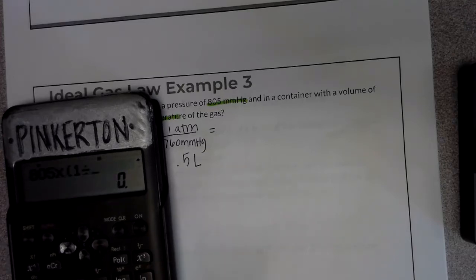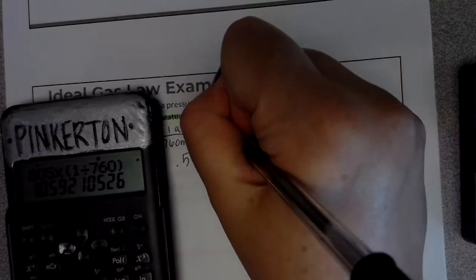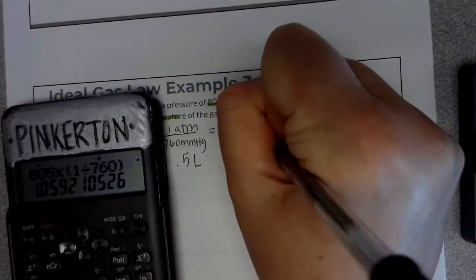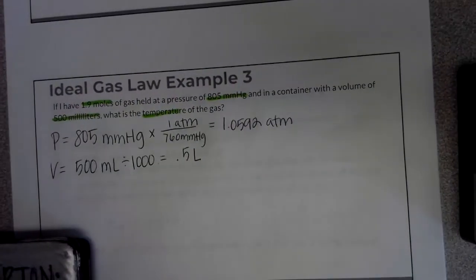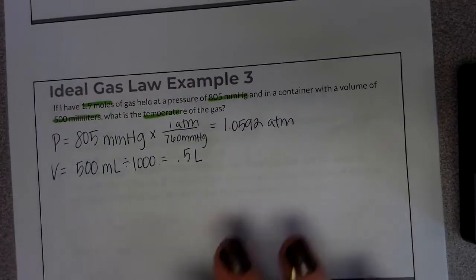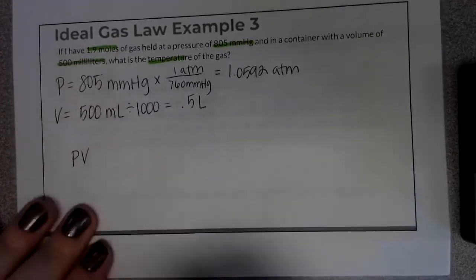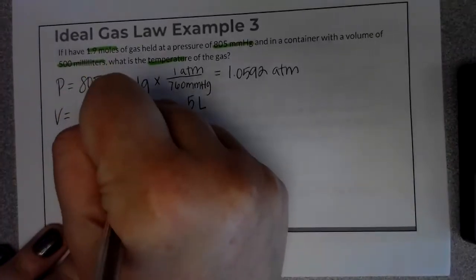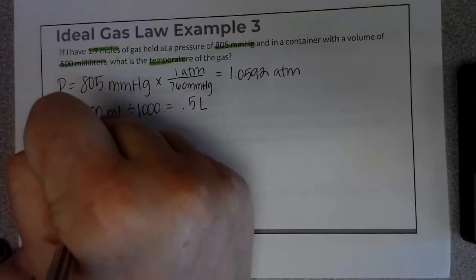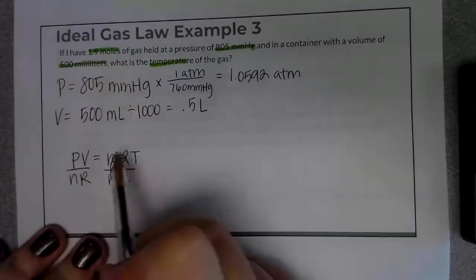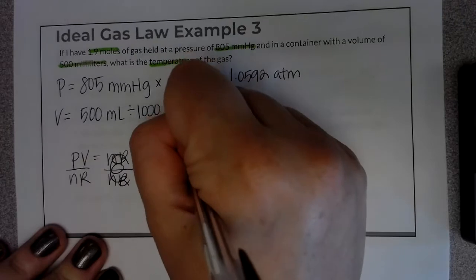0.805 times 1 divided by 760. Okay. 1.0590 atmospheres. Again, I'm doing lots of decimal places because I will round at the very end. All right, so now we are solving for T. So PV equals nRT, divided by nR, divided by nR, and I get T. So T equals PV over nR.